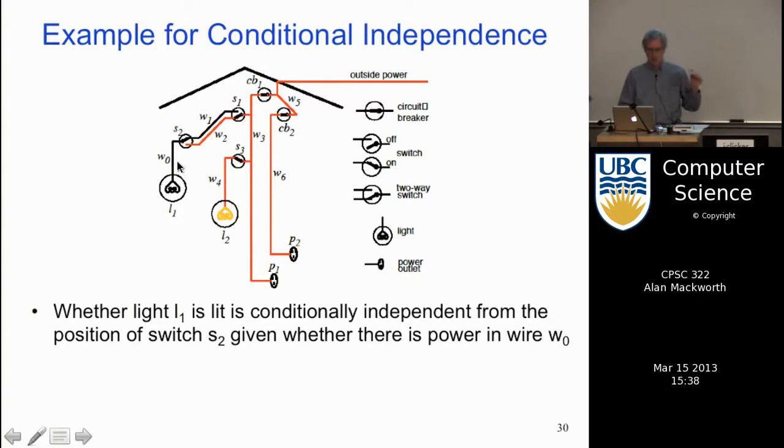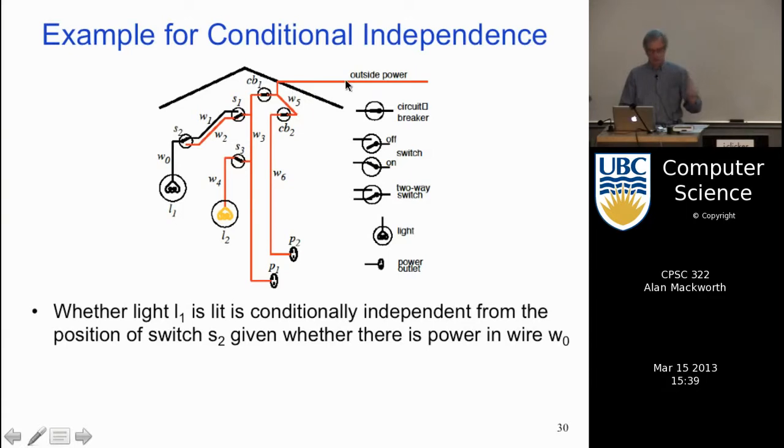And of course, if there's power there, then this switch has to be up, and this switch has to be up too, in order to get power from outside. But I don't care about that. Once I've told you there's power in that wire, it's irrelevant. You wouldn't pay any money to know anything about what's further back in the causality chain.